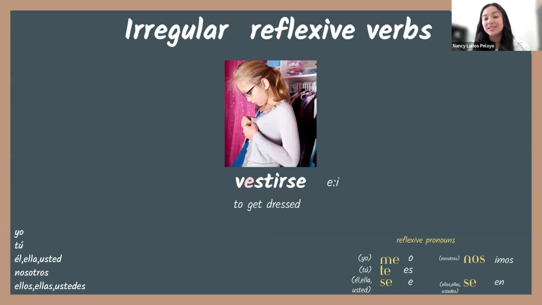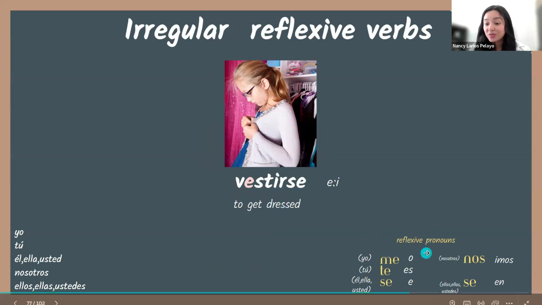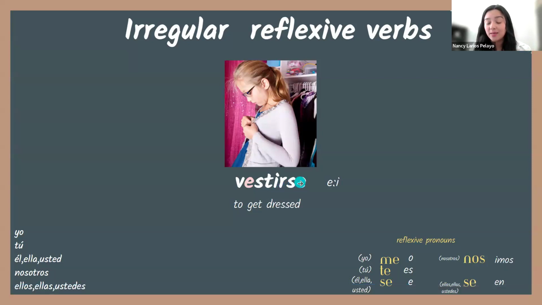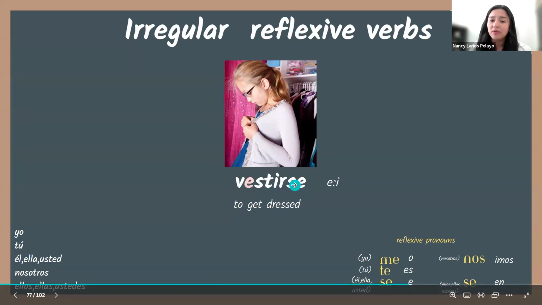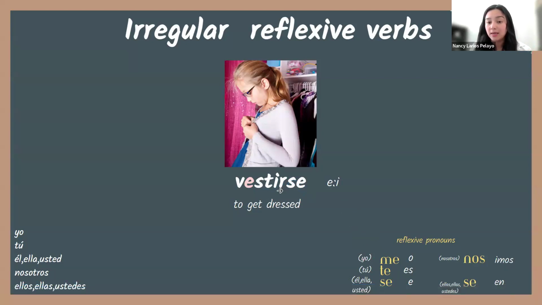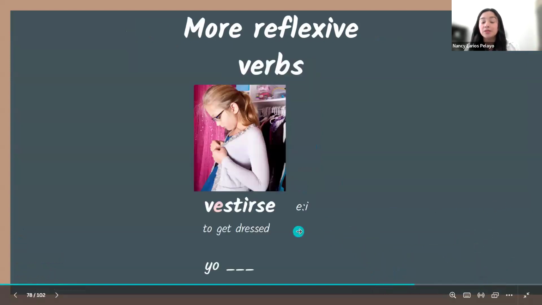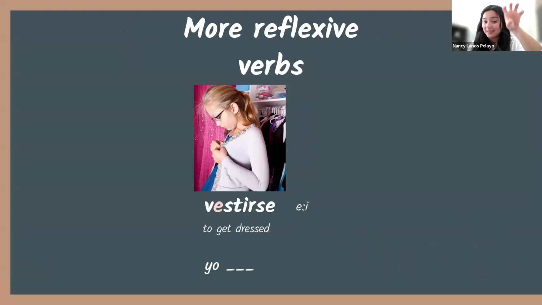Vestirse. We saw this one in the previous lecture too. Yo me visto, right? And this one changes from E to I. Yo me visto, tú te vistes, right? Él se viste, except for the nosotros. Nosotros nos vestimos. Nosotros keeps the E, okay? And so it's a reflexive verb. It has the SE, but once we use a reflexive pronoun, right, then we figure out, okay, it's an IR verb, right? It's not an AR, it's an ER. It is an IR verb. So the endings for IR verbs are O, S, E, imos, en, okay?